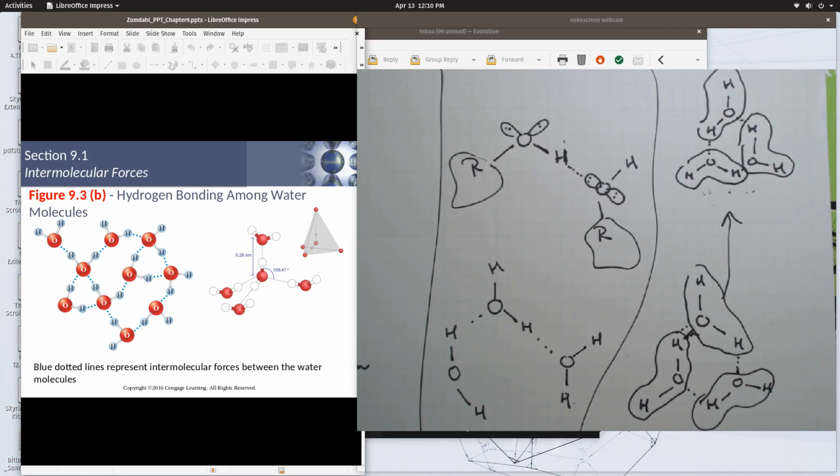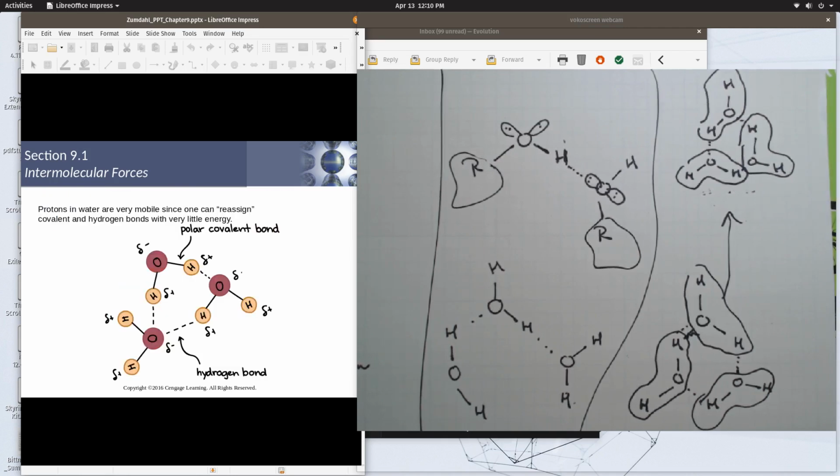The diagram that I have next to that shows roughly the distances between oxygens, which is about 2.8 angstroms, or 0.28 nanometers. And again, the hydrogen bonding angle is very, very similar to the internal bonding angle of the water molecule, 109.47 degrees.